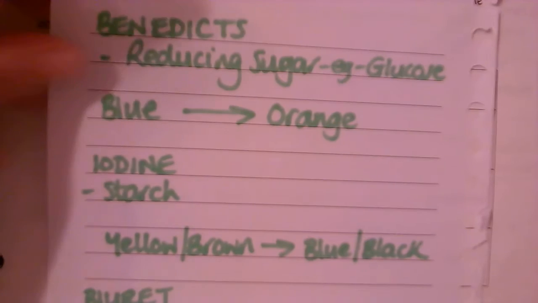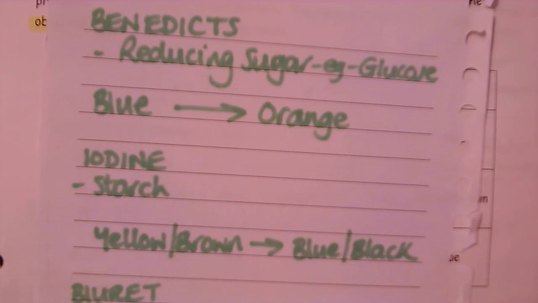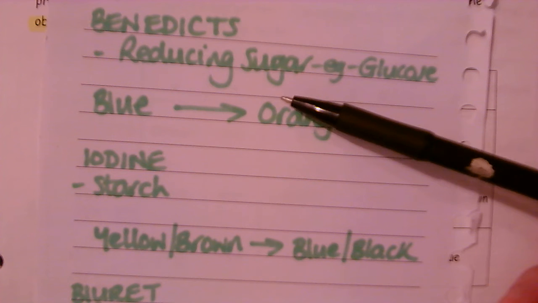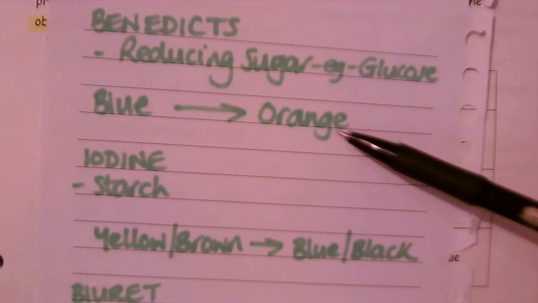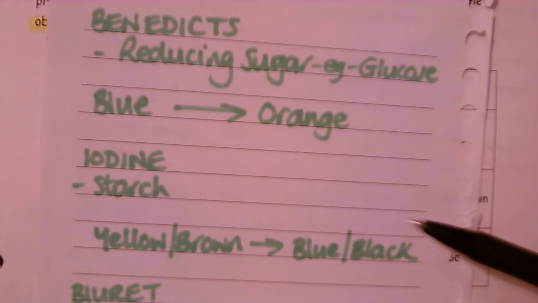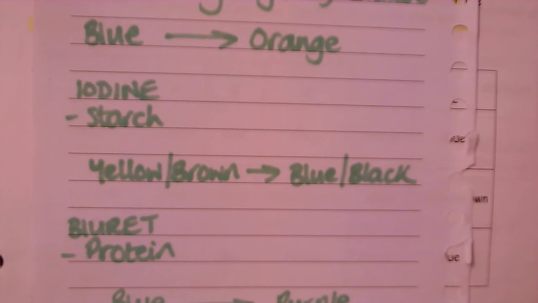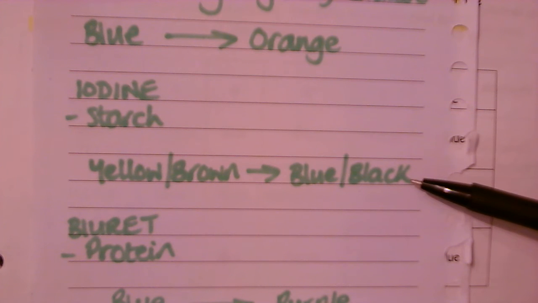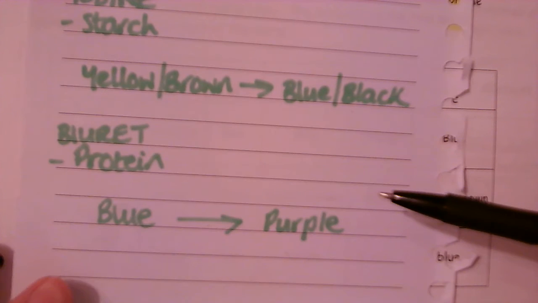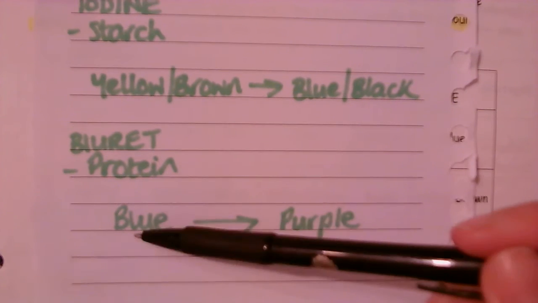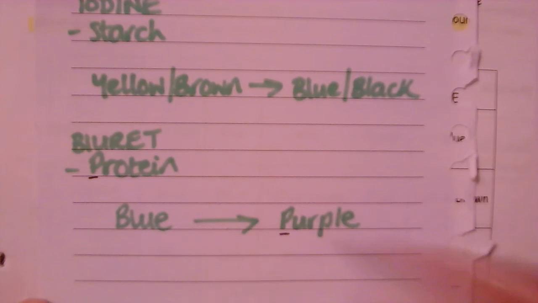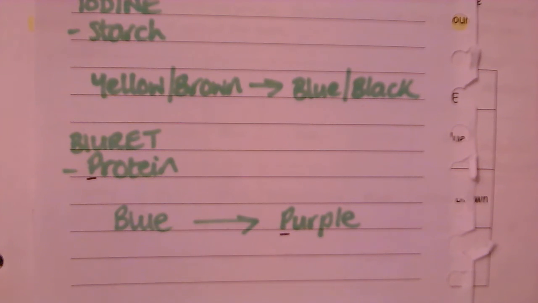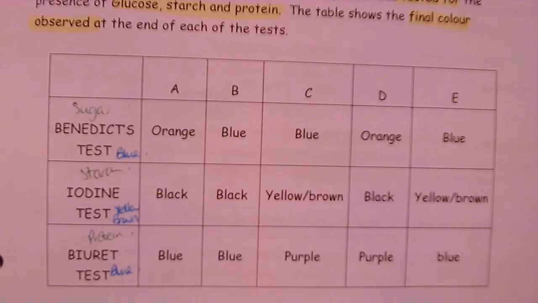So if we just remind ourselves about the food tests: Benedict's is used to test for reducing sugars such as glucose. It's blue to begin with, and then it'll turn orange if you have glucose present. Iodine test for starch: iodine is a yellowy brown colour at the start, and it will turn blue-black if you have starch present. And Biuret solution test for protein: it is blue to begin with, and it turns purple if protein is present. I always remember P for protein, P for purple, to help me remember the colour change. So with that in mind, let's have a look at what we've done here.